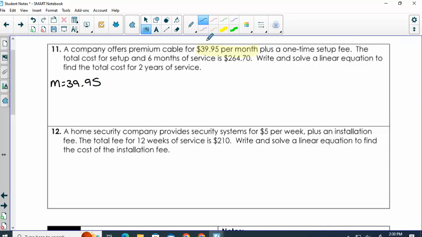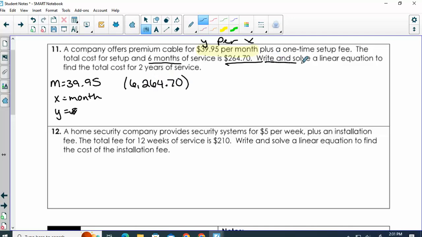Okay, now, with the slope, it's always y per x. So that means my x is the month, and my y is the dollars. So then, we know that in 6 months, the cost was $264.70. So that's my ordered pair, 6, comma, 264.70. So then it tells me to write an equation.